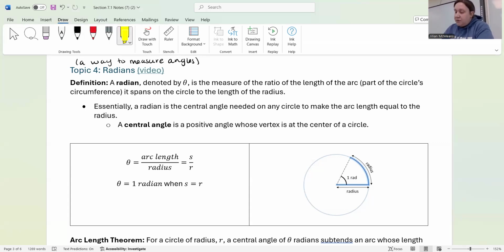For the definition, a radian, denoted by theta, is the measure of the ratio of the length of the arc, which is just part of the circle's circumference, it spans on the circle. Let me read that again. A radian, denoted by theta, is the measure of the ratio of the length of the arc it spans on a circle to the length of the radius. So if we're talking about theta and dealing with radians, we're very specifically looking at a ratio, which is going to look at the length of the arc and compare it to the radius.